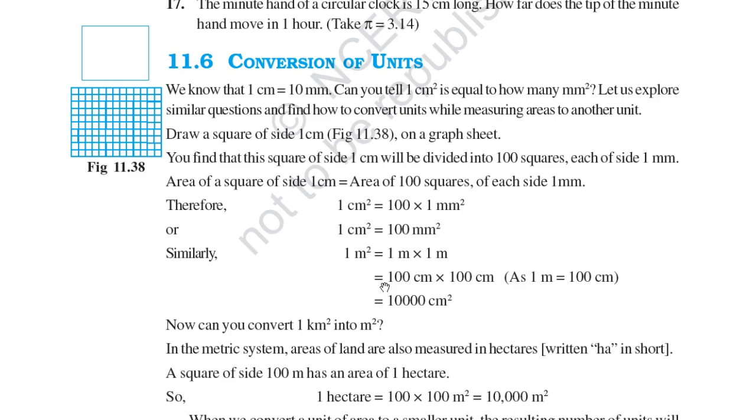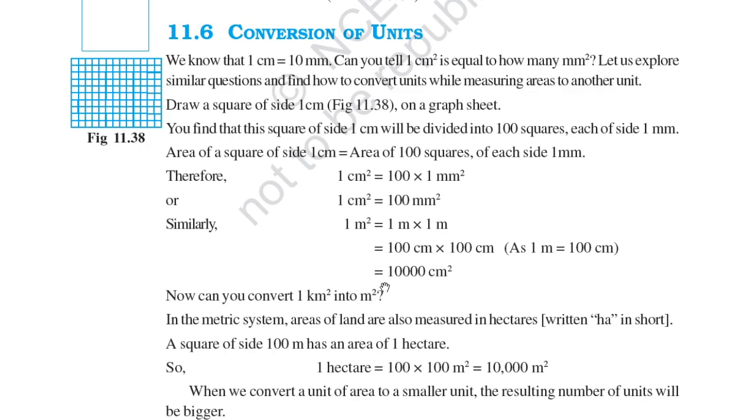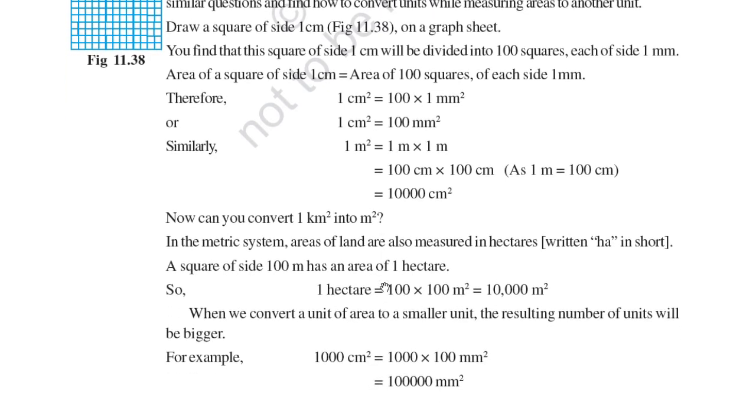1 m square is equal to 1 m into 1 m. So it will give 100 centimeter into 100 centimeter, because 1 m is equal to 100 centimeter, so it will give 10,000 centimeter square. Now can you convert 1 kilometer square into meter square?